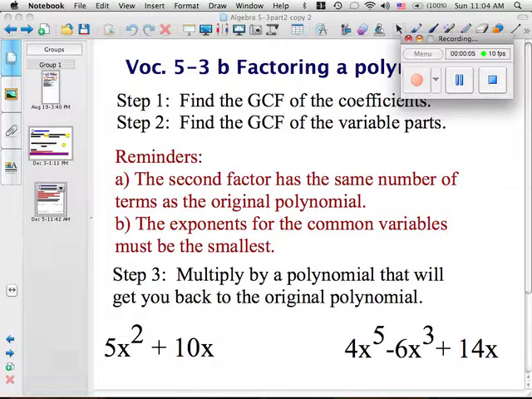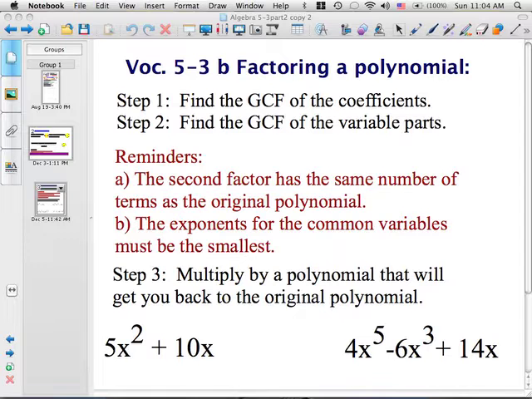We're on chapter 5, section 3, the second part. We're going to be factoring polynomials. And our steps in factoring a polynomial is first find the greatest common factor of the coefficients, and then the greatest common factor of the variable parts.